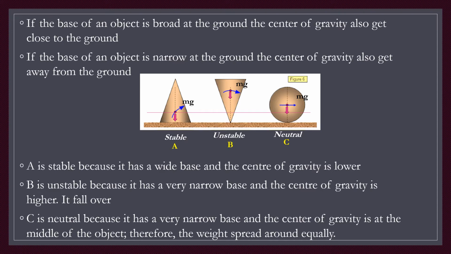Students, the level of the center of gravity changes according to the position in which an object is kept. If the base of an object is broad at the ground, the center of gravity also gets close to the ground, as in picture A. If the base of an object is narrow at the ground, the center of gravity gets farther from the ground, as in picture B, which is unstable. You can't keep a cone like that. It will obviously fall down.